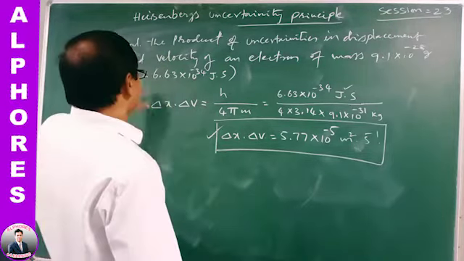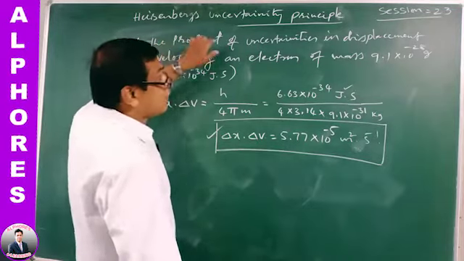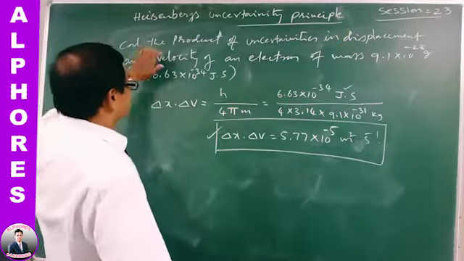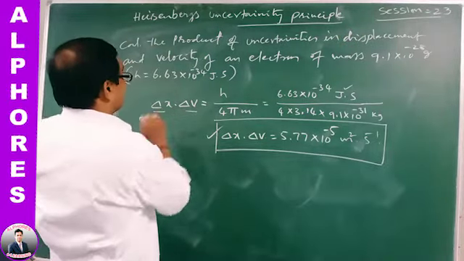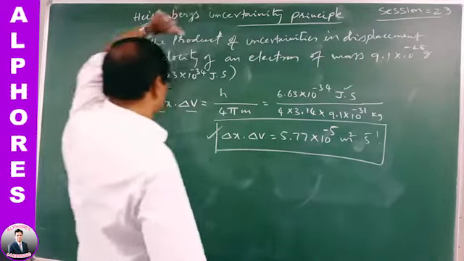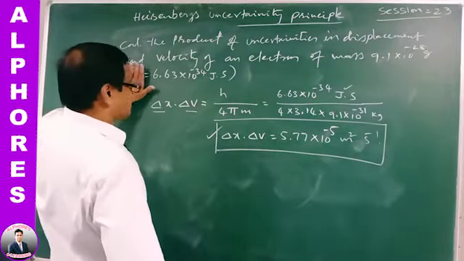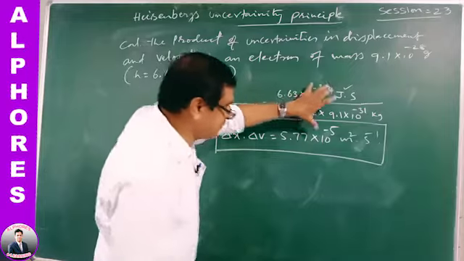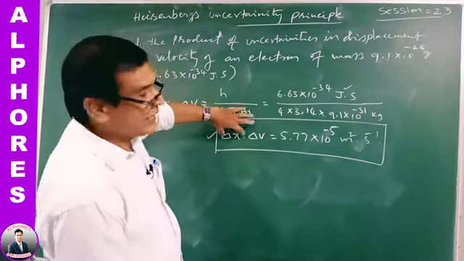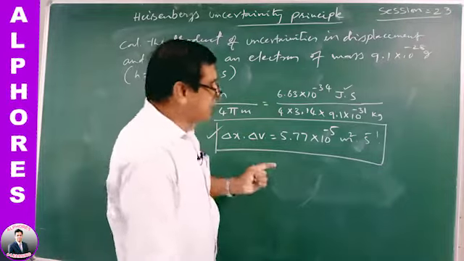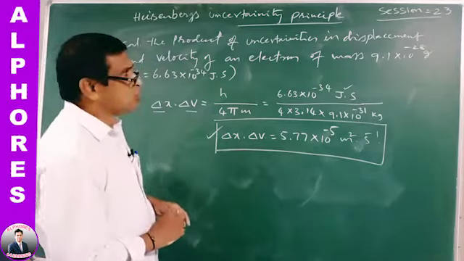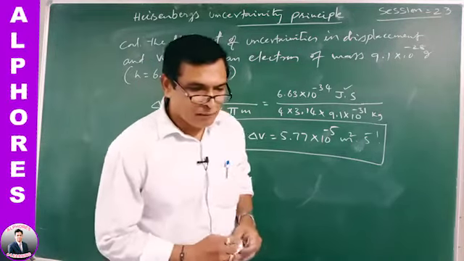Once again, let us see the numerical. Calculate the product of uncertainties in displacement and velocity of an electron of mass this much. Planck's constant value is available. Based on the given data, we calculated the product of uncertainties, that is delta x and delta v. Done. This is the numerical based on this.